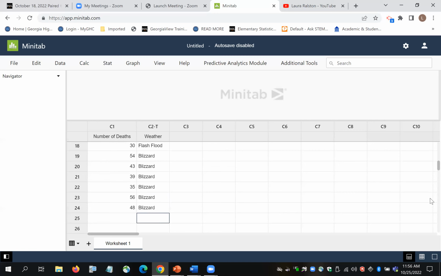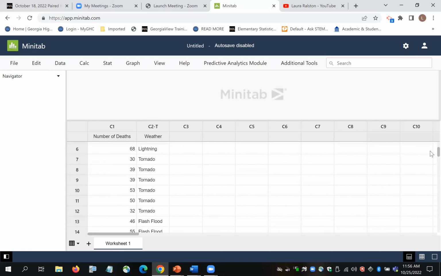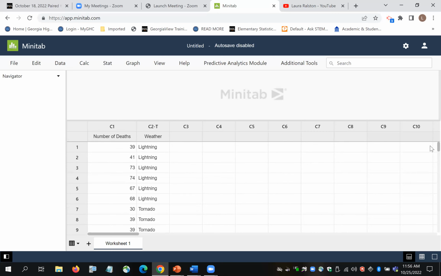All right, so again, what I've done is I've put all 24 data values in a single column. And next to it, in the adjacent column, we've indicated what the weather event was. Are you understanding how you have to enter the data this way? Because if you don't, it doesn't work.